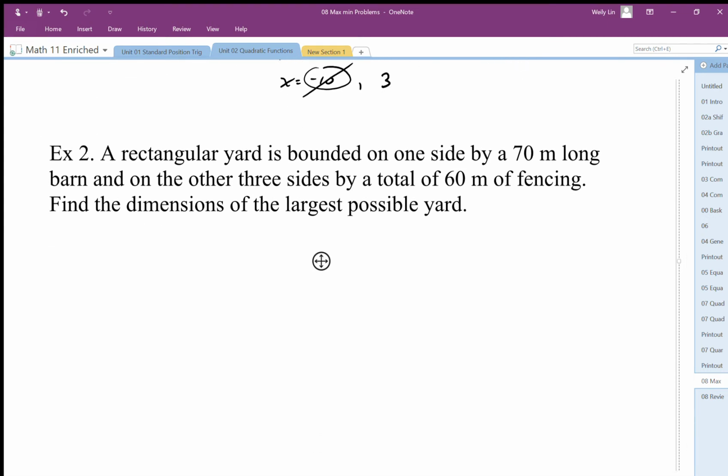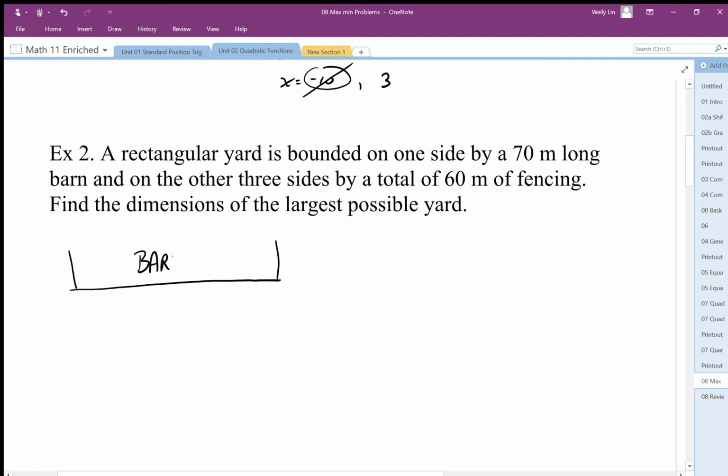So here we have a rectangular yard. One side is bounded by a 70 meter long barn. So here's our barn. And we have a total of 60 meters of fencing. Okay, well, if we have 60 meters of fencing, we want to use the side of the barn. Although this is 70 meters, as long as it's not a restriction, we know that we can use the entire side of the barn. So it's not too short that our fence is going to wrap around, something like that. Okay, so we're just going to have our fence here.